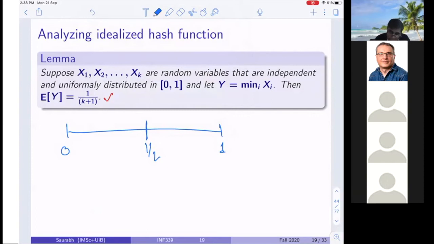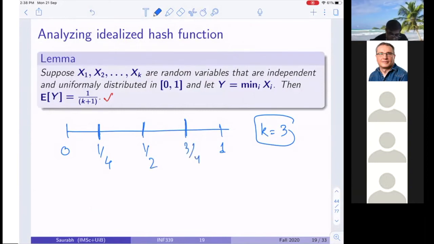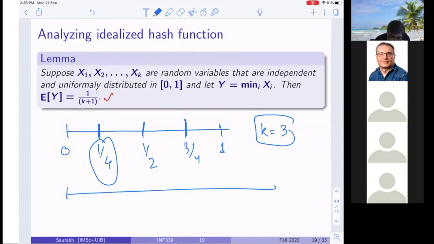Say k is 3. Then this lemma tells us that you divide the interval equally into 4 parts: 1/4, half, 3/4. You just take the minimum of all this and subtract 1. So if you had k guys, the interval would be divided equally into 1 over k plus 1, 2 over k plus 1, and so on and so forth. But look, this is probability, so it's not something which happens this way. So we have to prove this lemma in an ideal way.